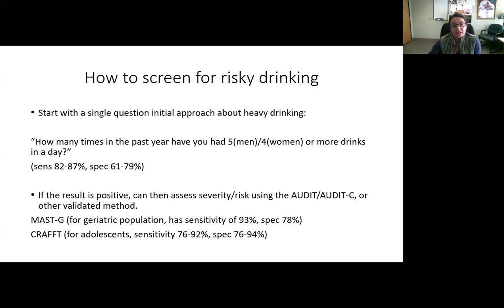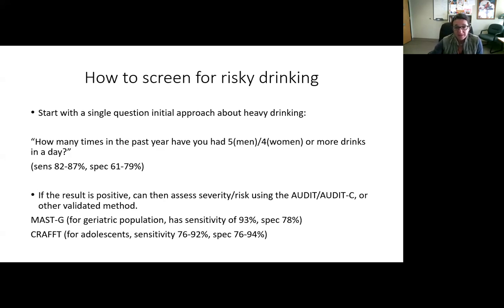And how do we screen for risky drinking? So starting with the single question approach, which is also similar to the screening for other substances. In this case, how many times in the past year have you had, for men 5 or for women 4 or more drinks in a day? So that's exceeding that risky level.